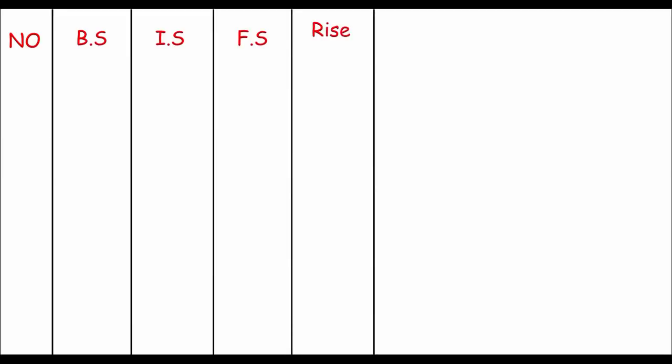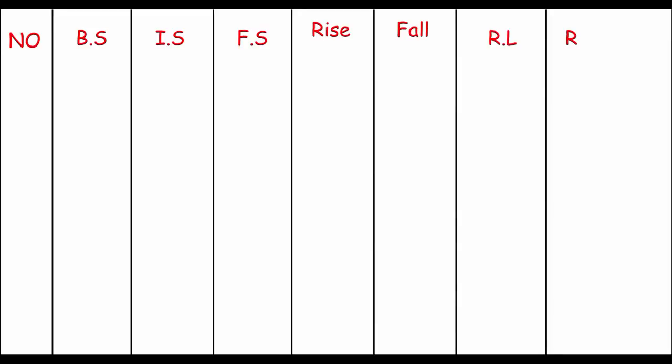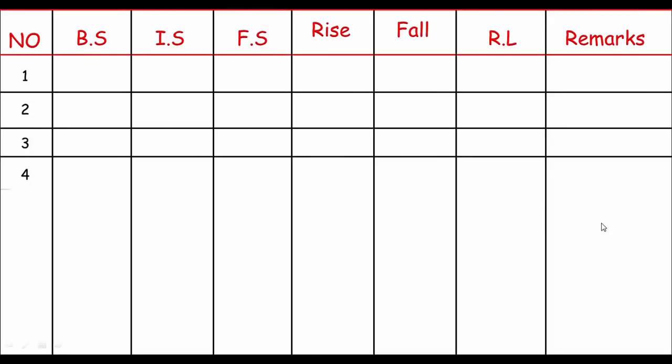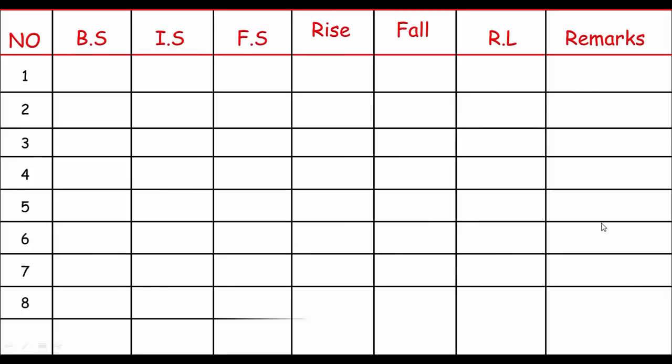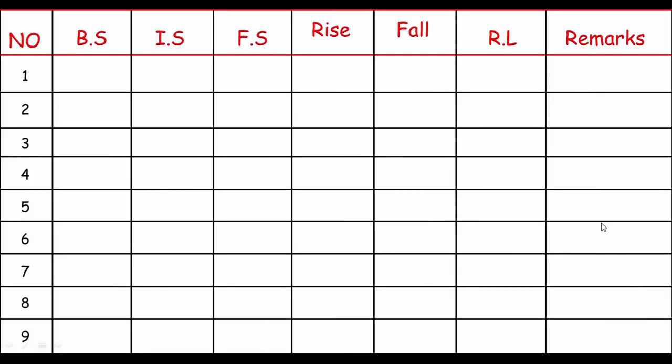This table contains the columns of number, backsight, intersight, foresight, rise and fall. That's why this table is known as the rise fall table, and then the RL, and of course remarks. Let me draw some rods like in this sample: 1, 2, 3, 4, 5, 6, 7, 8, and of course 9. Let's say we have taken some readings on the leveling staff, like in this sample.